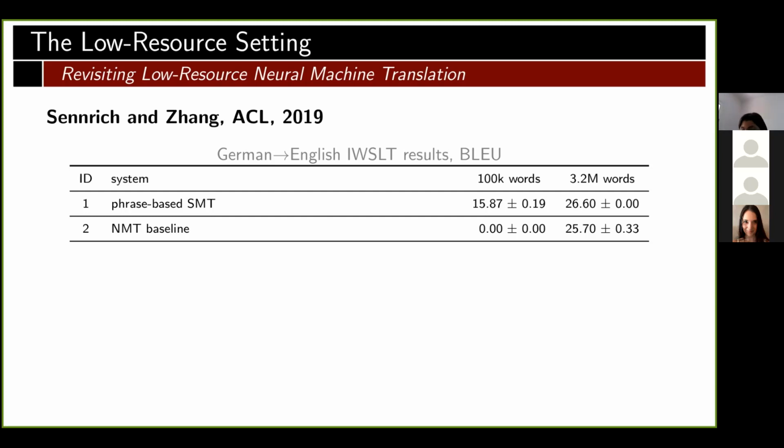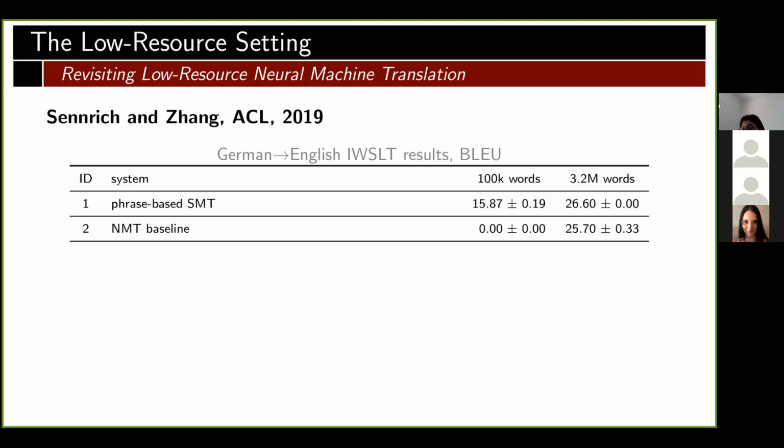They did a similar thing. In this case, it's not Spanish-English, it's German-English. They used two settings: a very low resource setting with 100,000 words and a slightly higher setting with 3 million words. Both could belong to the low resource setting, but it's clear that 100K words is very few for neural systems. They trained a standard phrase-based system and a standard NMT system without anything additional. And they saw that when the data was very small, these 100K words, the neural system was not able to learn anything.